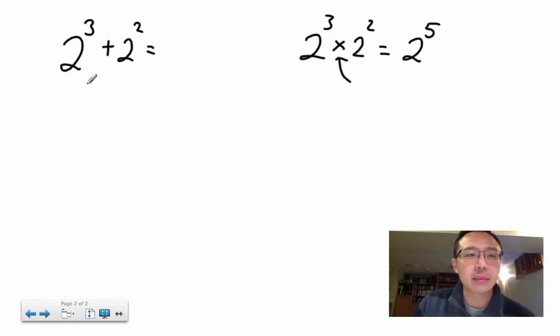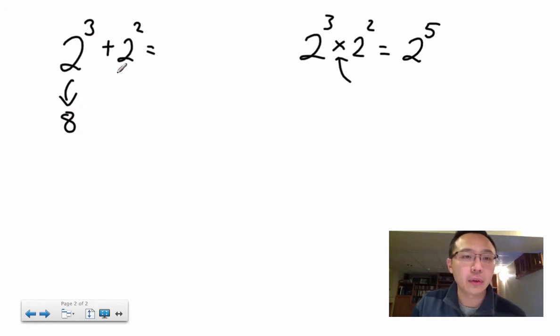Is the answer the same as this? So if we were to look at this, 2 to the power of 3 is 8. That's my answer in standard form. 2 to the power of 2 is 4. So 8 plus 4 is 12.